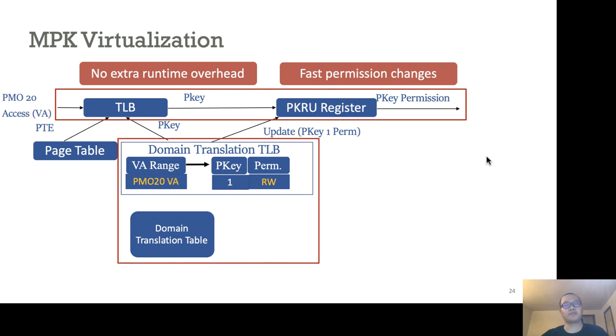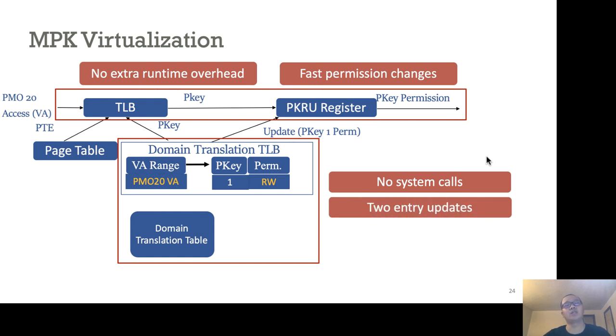And the design of the domain translation table and its buffer removes the system call requirement for the remapping, and it only needs to update the entry 2 times to perform this remapping, and it is fully programmer-transparent.